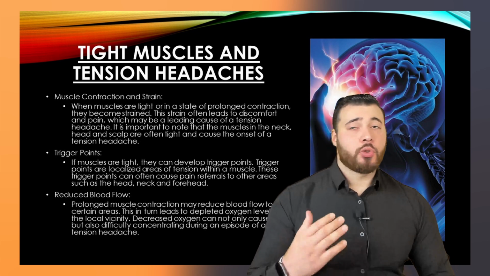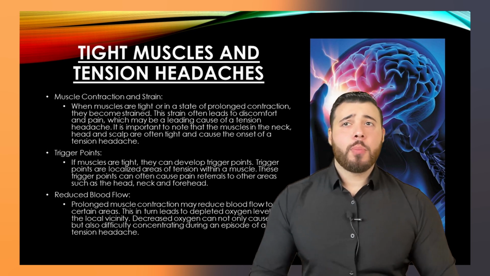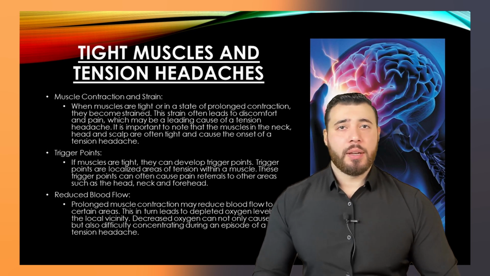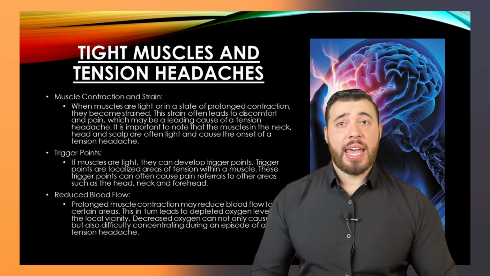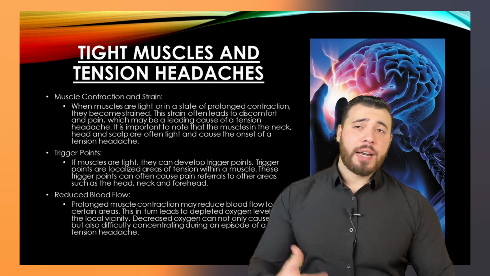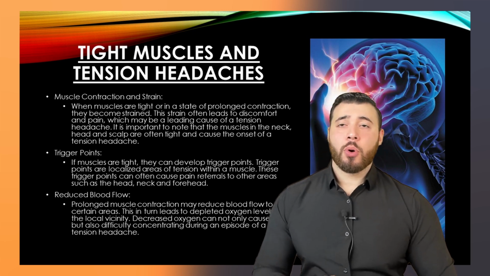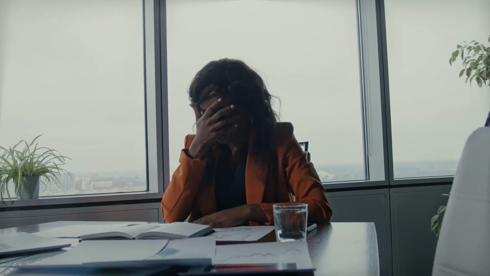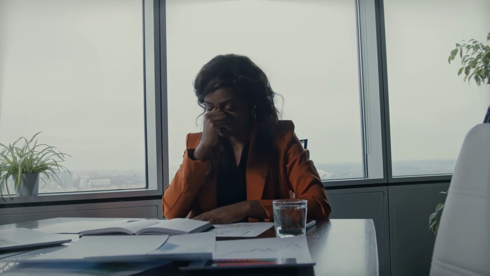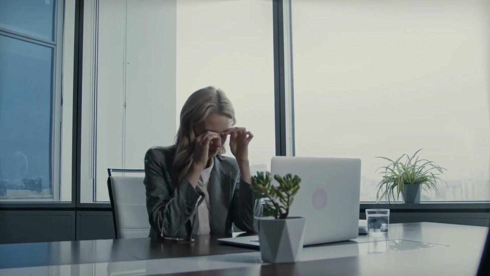The next way is through trigger points. If muscles are tight, they can develop trigger points. Trigger points are localized areas of tension within a muscle. These trigger points can often cause pain referrals to other areas such as the head, neck, and the forehead. And the final way that tight muscles can cause tension headaches is through reduced blood flow. Prolonged muscle contraction may reduce blood flow to certain areas. This in turn leads to depleted oxygen levels in the local vicinity. Decreased oxygen can not only cause pain, but also difficulty concentrating during an episode of a tension headache.